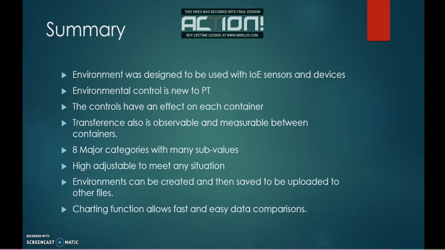The controls have an individual effect on each container, but at the same time they will have transference between containers, so that you can show that if you do one thing, like heat something up in one area, it also has an effect across multiple areas. You have 8 major categories and then sub-values inside of those. You have an amazing amount of adjustability, so you can create and make your own environments, save them, and then always upload them. And then finally, of course, you can chart functions, so you get the idea of how to use big data and get that piece involved inside Packet Tracer too.